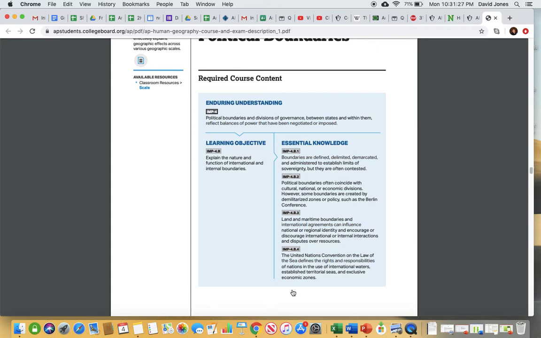Part B3 says land and maritime boundaries and international agreements can influence national or regional identity and encourage or discourage international or internal interactions and disputes over resources. So obviously maritime boundaries, that's water boundaries, are oftentimes a point of contention. We talked about the fact that the U.S. owns roughly 20 miles from our shores all around. That's our territorial waters that we have exclusive economic rights in.